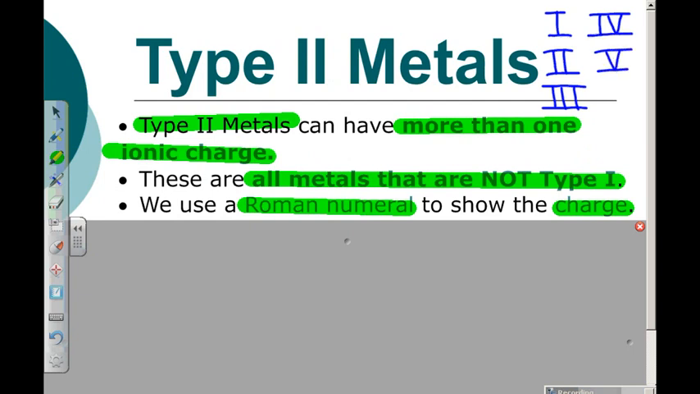In order to designate 4, which is 1 before 5, we put the 1 in front of the V to show that it's 1 before 5. To show 6, we put 1 after the V to show that it's 1 more than 5.